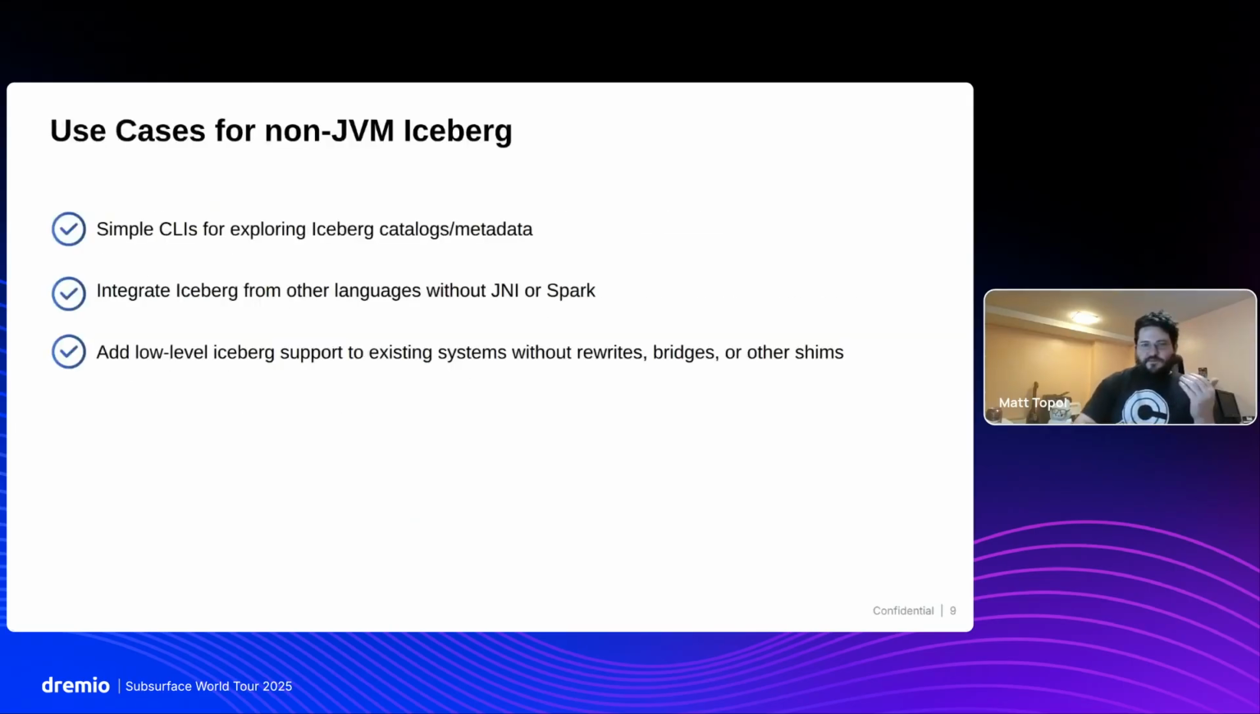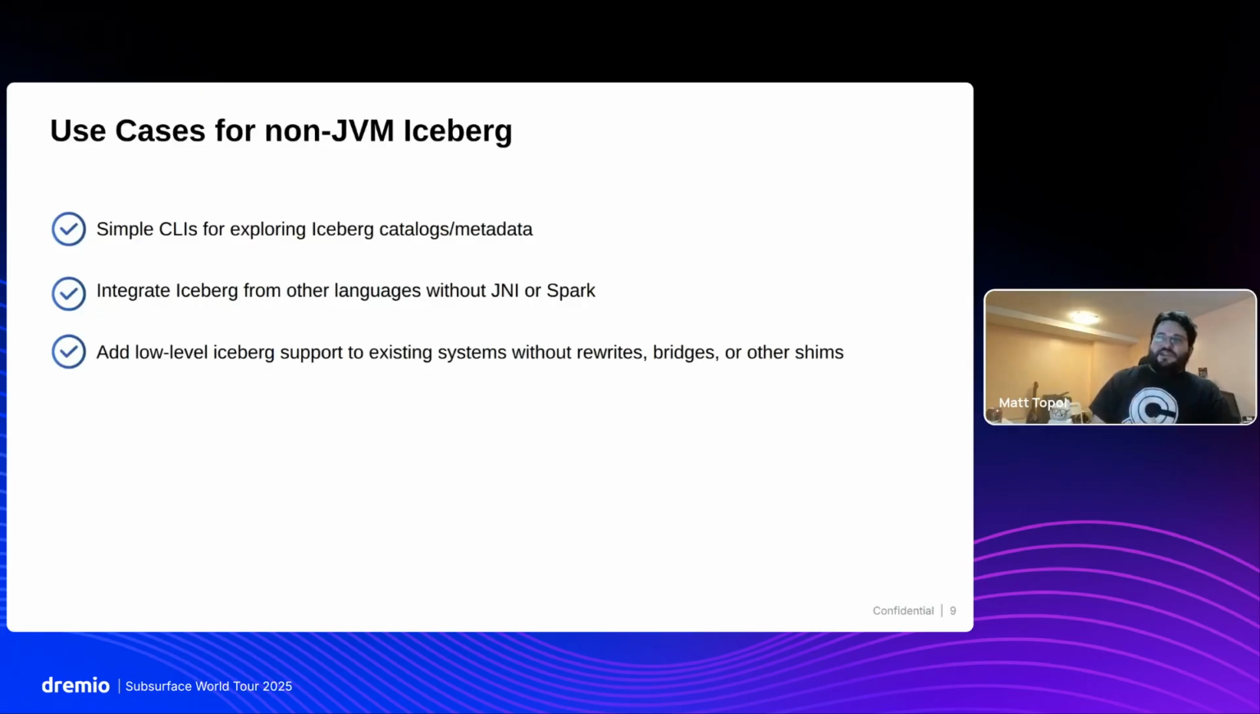As for the specific use cases for utilizing Iceberg from a non-JVM context, how about just simple CLIs? If you want a simple CLI for exploring Iceberg metadata and catalogs and grabbing data, grabbing snapshot information, things like that, you don't want to wait for the startup time of a JVM for a CLI utility. You want just a single binary that I can easily distribute, that has no dependencies, that I can just go here, have a CLI.